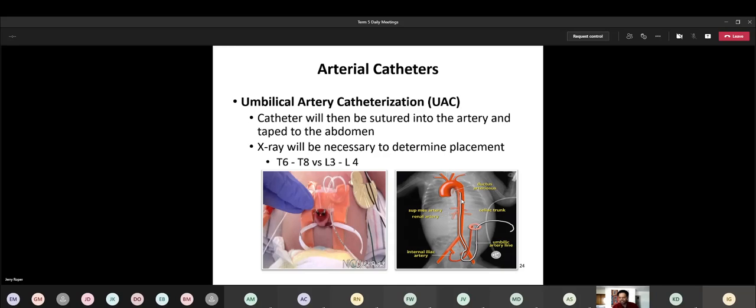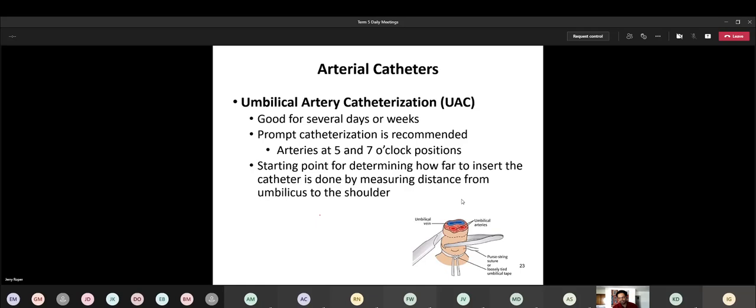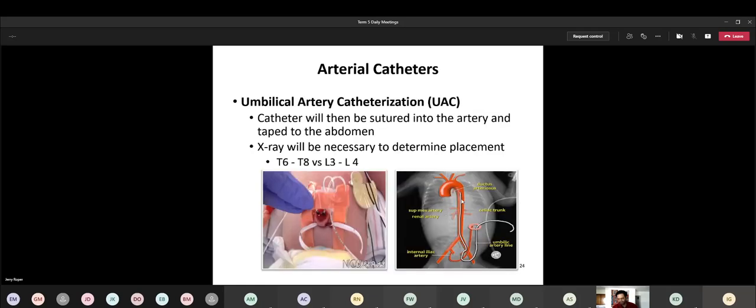If we go back to our standard 5 o'clock and 7 o'clock position, this is probably the 5 o'clock for this baby. Or maybe this is the 7 o'clock position for the baby, and that would have to be the vein, but it really won't matter because you can look on the x-ray and see which is which.